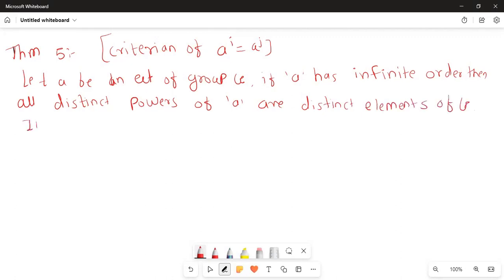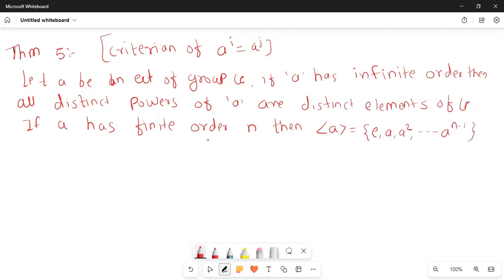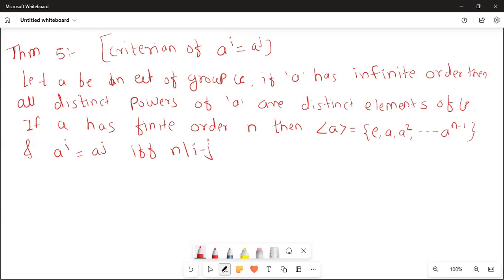If a has finite order n, then generators of a is equals to e, a, a square, up to a raised to n minus 1, and a raised to i is equals to a raised to j if and only if n divides i minus j. तो ये इतना बड़ा थ्योरम है.